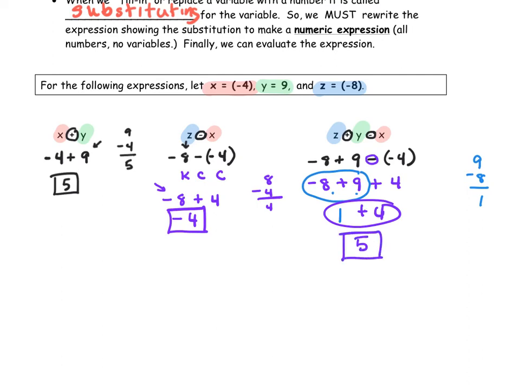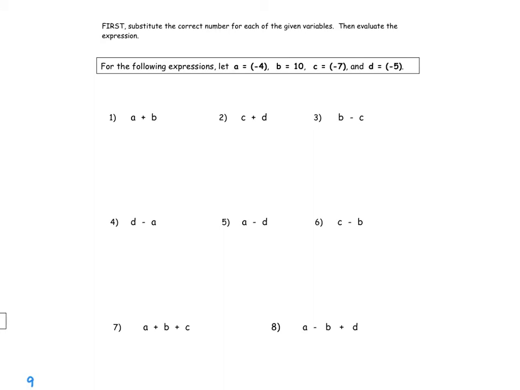Okay, please turn to the back. All right, I'm just going to ask you to do 3 problems for tomorrow. Please have them ready to go so we can discuss them. It says, first, substitute the correct number for each of the given variables, then evaluate the expression. So again, I think the highlighter method might be the most efficient.